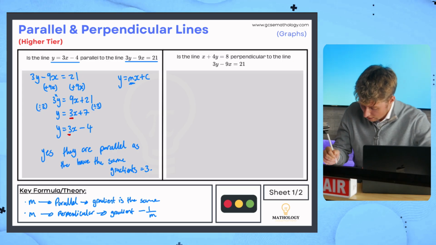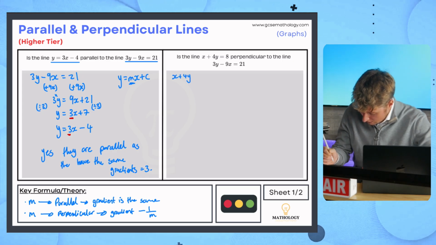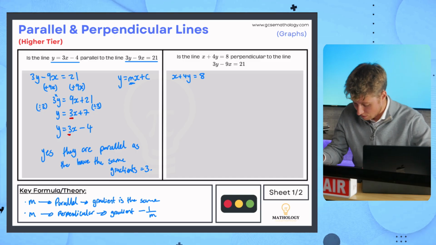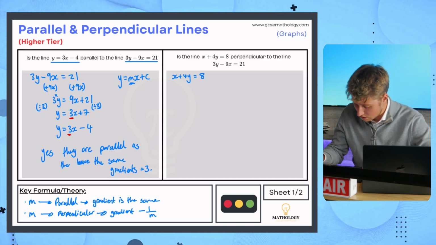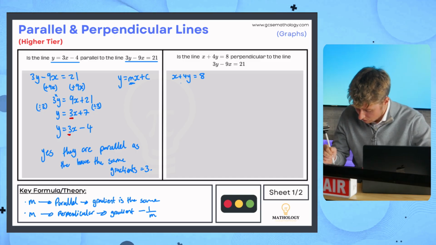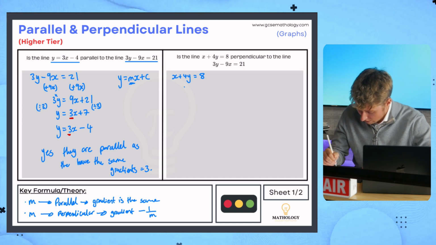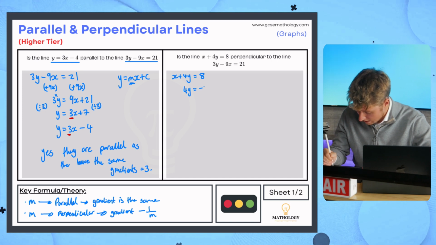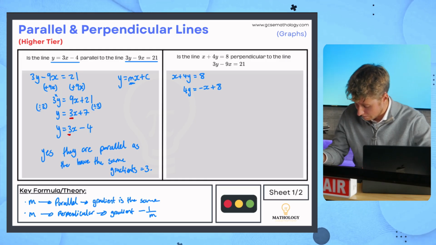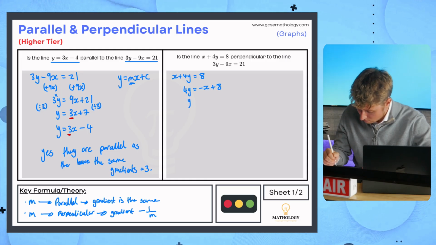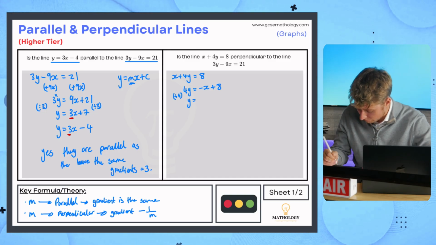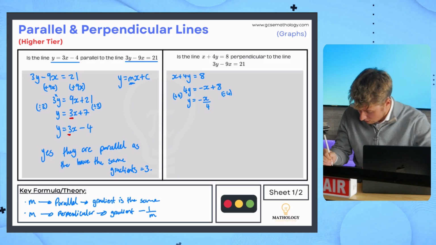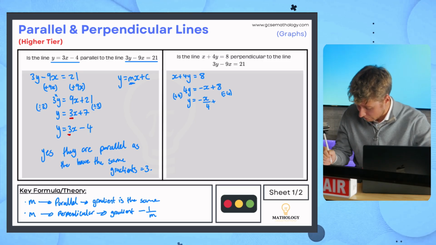But they need to both be in the form y equals mx plus c first before we compare. So this first line, we've got x plus 4y equals 8. So we're going to put this in the form y equals mx plus c. So we need this x to be on the other side. It's positive x. So if we subtract x from both sides, we're going to get 4y equals negative x plus 8. And then we want y on its own. So if we divide both sides of the equation by 4 to detach the 4 from the 4y, we're going to get negative x over 4 plus 8 divided by 4, which is 2.